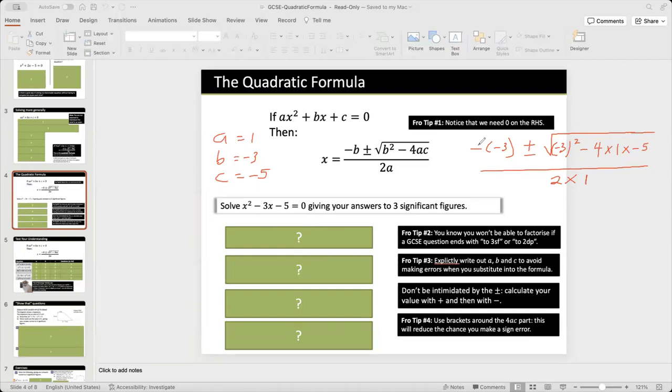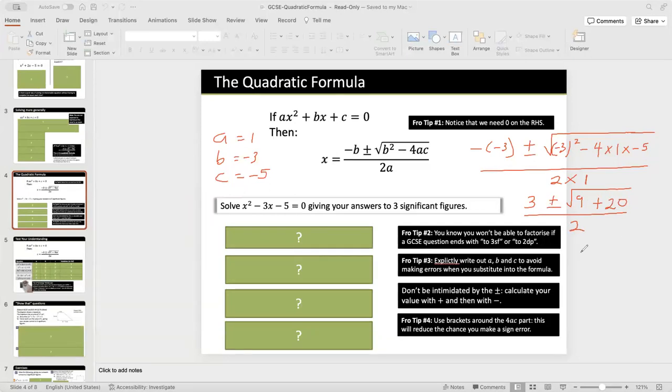So what is minus minus 3? That's going to give you 3, because minus times minus gives you positive. So it's 3 plus or minus the square root of, minus 3 squared gives you 9. Minus 4 times minus 5 is plus 20. So everything is going to be divided by 2.